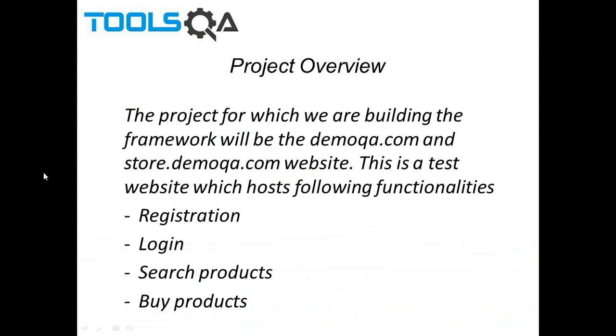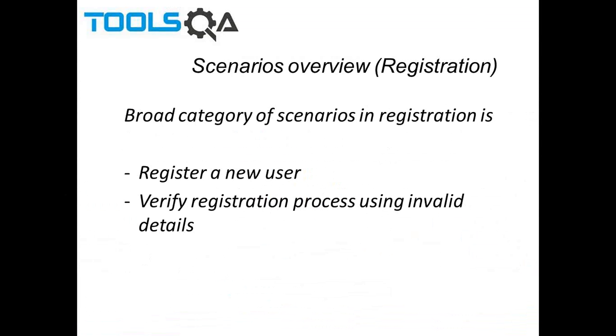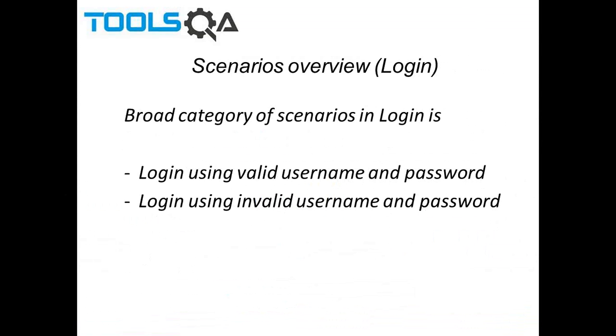Now this was about the website, and from what we discussed, we can broadly categorize the tests into registration, login, search, and buy functionalities, right? So scenario overview in each functionality. In the registration, we will just cover register a new user, verify registration process using invalid details. And in the login functionality, we will just write tests for login using a valid username and login using an invalid username and password.